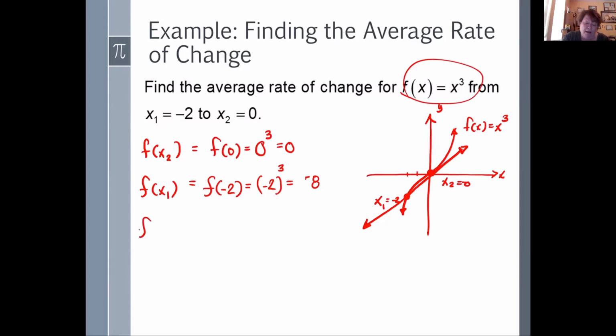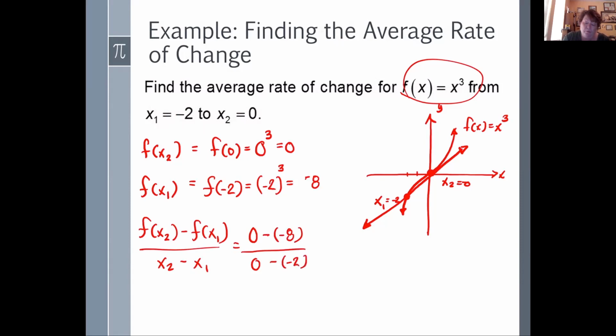So now we're going to find f of x2 minus f of x1, and we're going to divide that by x sub 2 minus x sub 1. So we're going to make the appropriate substitutions. We have 0 minus a minus 8 over 0 minus a minus 2. So we have 8 over 2, which is 4.